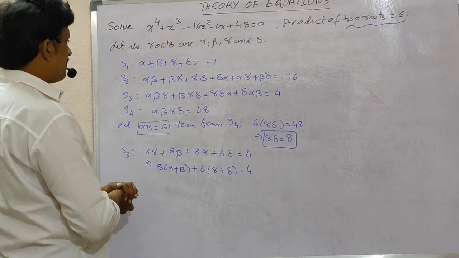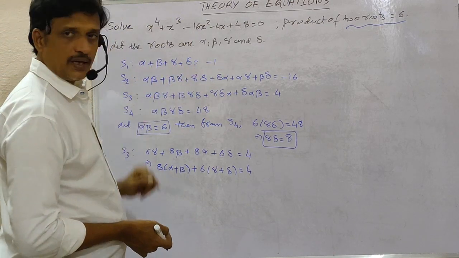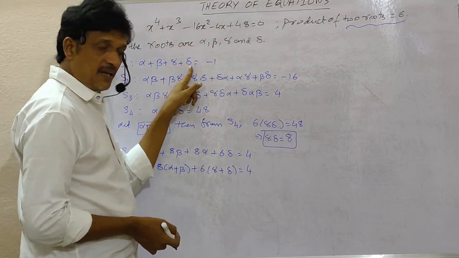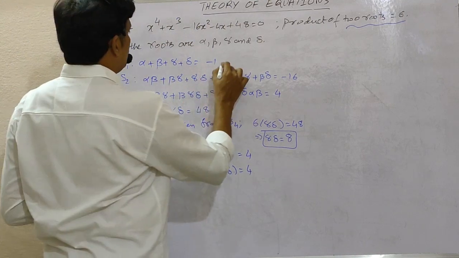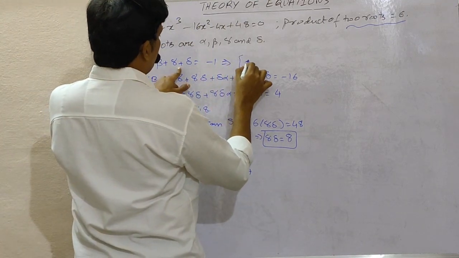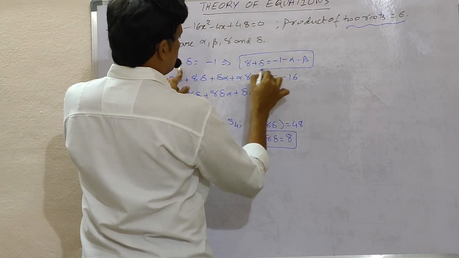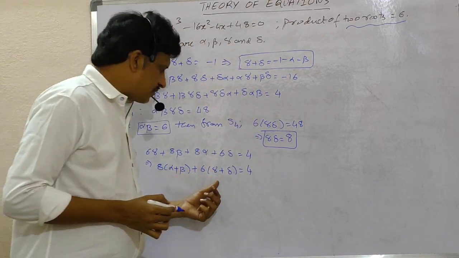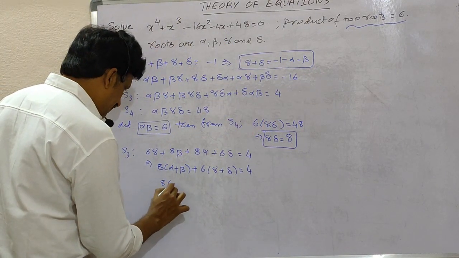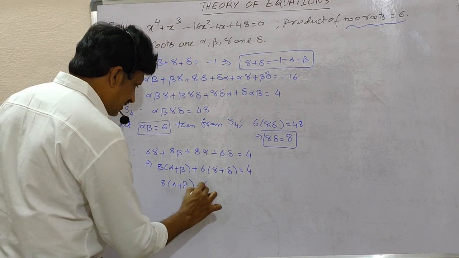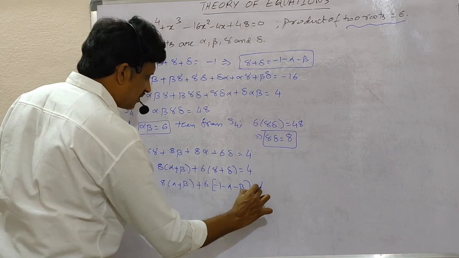So here from S1, alpha plus beta plus gamma plus delta is equal to -1. So the value of gamma plus delta will be -1 minus alpha minus beta. Write that one here. Now I'm writing the value of gamma plus delta in terms of alpha and beta like this. So then you are getting 8 times of alpha plus beta plus 6 into, instead of gamma plus delta we can write -1 minus alpha minus beta, which is equal to 4.